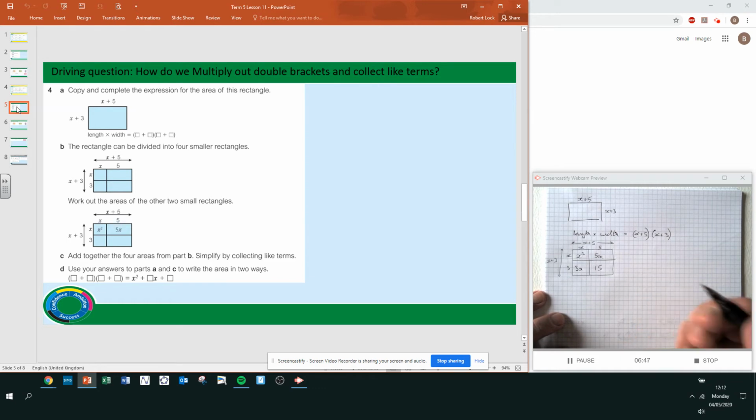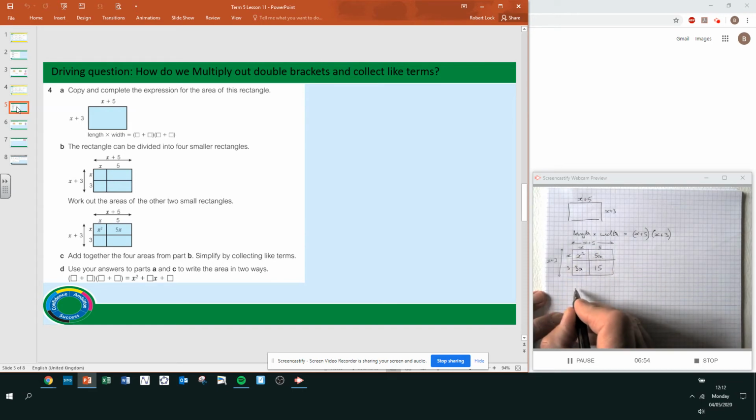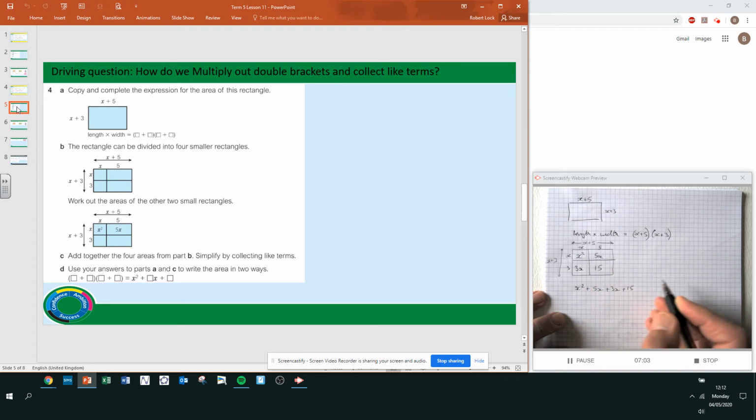C and D are quite similar, so we'll do them in one swoop. All the x squared terms are there, so rewriting this out, we've got x squared plus 5x plus 3x plus 15. Simplifying through, 5x plus 3x is 8x, so x squared plus 8x plus 15. Believe it or not, that's questions C and D answered.